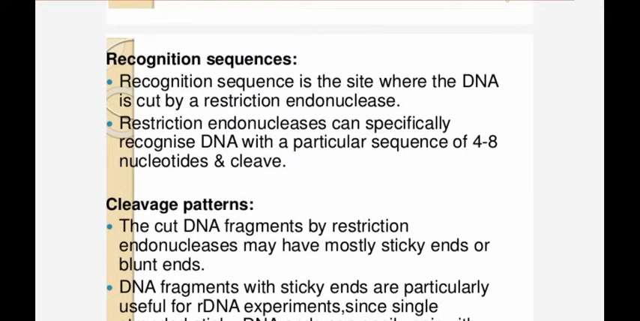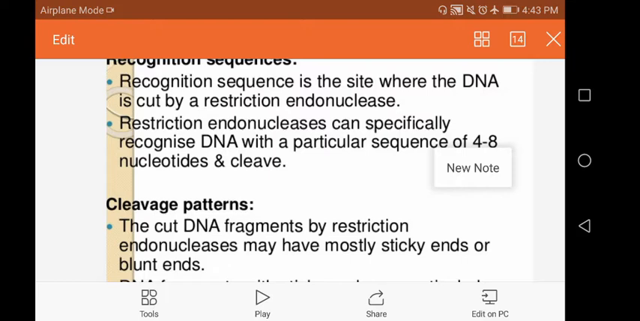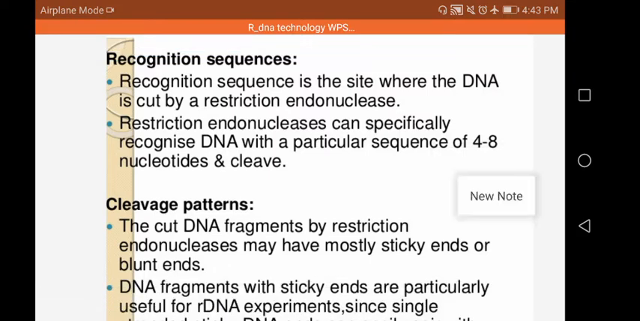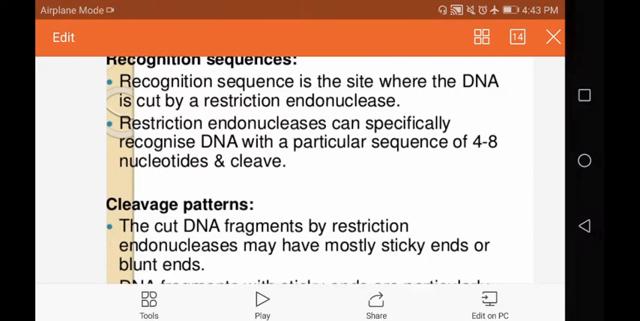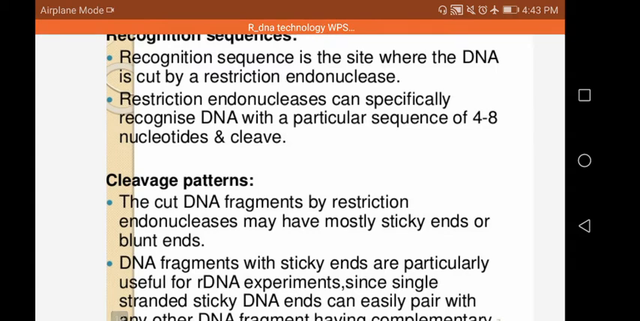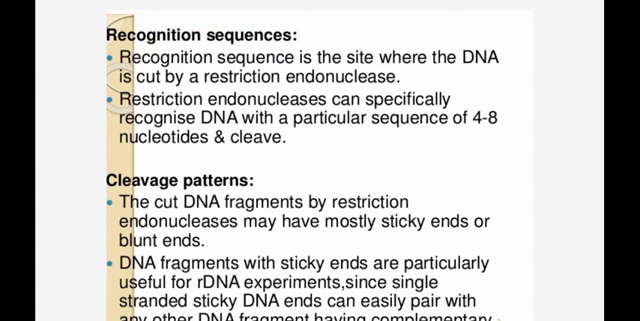Then recognition sequence is the site where the DNA is cut by restriction endonucleases. Restriction endonucleases can specifically recognize DNA with a particular sequence of 4 to 8 nucleotides, and there only it cleaves.